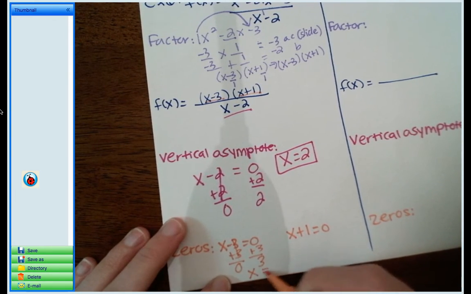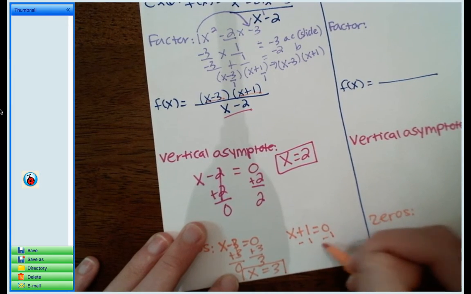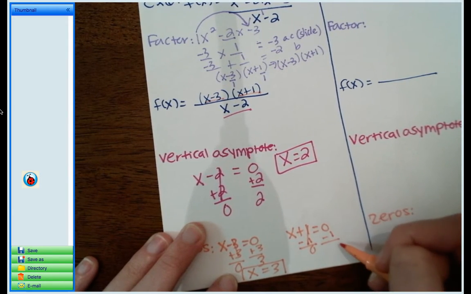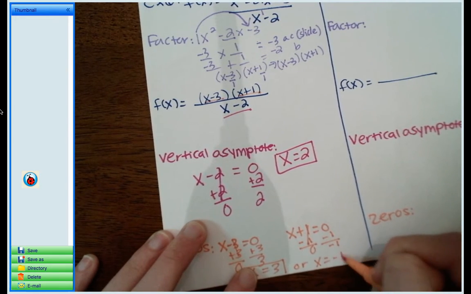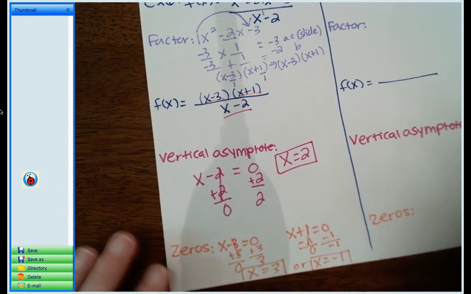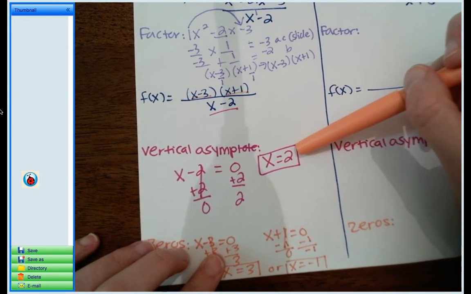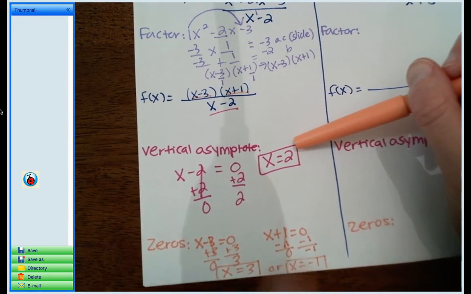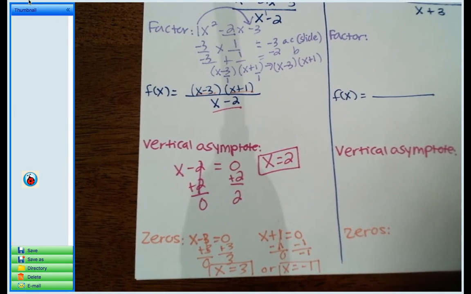So one of my zeros is at x equals 3, and for the other one I'm going to subtract 1 on both sides. 1 minus 1 cancels out and turns to 0, and 0 minus 1 is negative 1. So my other zero is at x equals negative 1. Yay, so these are the points where the graph will smack the x-axis, and there'll be a vertical line at x equals 2, which in the Prezi you'll see a lovely picture of the graph. Wasn't that fun times, you guys?